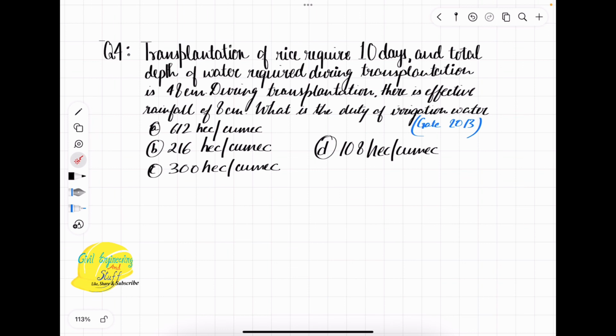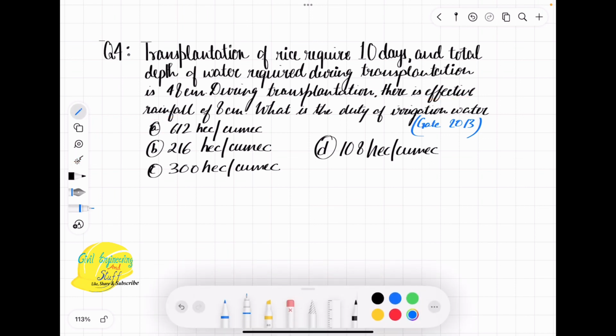Now you see the question is fairly simple. We have to find out the duty. We have been given the base period. We have been given the total depth of water required, that is 48 centimeter. The only trick here is that we have been given the effective rainfall. So to successfully do the question, you must understand what this effective rainfall means.